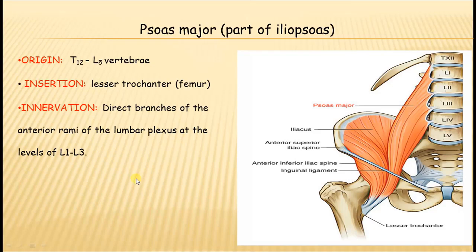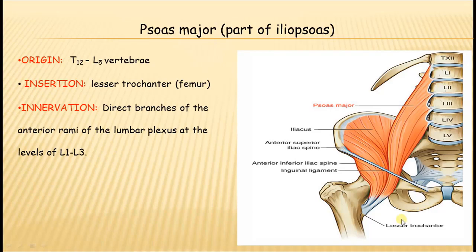Okay. So, action: acting from above, it is assisted by the iliacus and it helps in flexion of the hip. The chief flexors of the hip are the iliacus and the psoas major muscle. Whereas the other muscles which we have seen, the rectus femoris and the vasti muscles, only assist in the flexion because they are chief extensors of the knee joint.